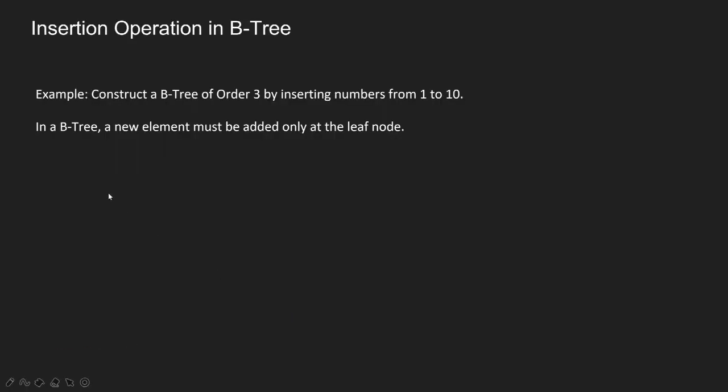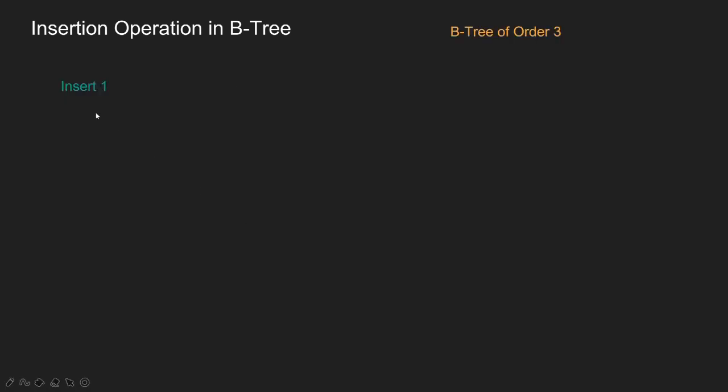Let's see one example of how to construct a B-tree. Let's try to insert numbers from 1 to 10 to construct a B-tree of order 3. So we need to remember in a B-tree, a new element must be added only at the leaf node. So we will use this rule when we are inserting new elements. So insert 1. There's no root, so we need to create a root node with 2 keys and put 1 in this first key.